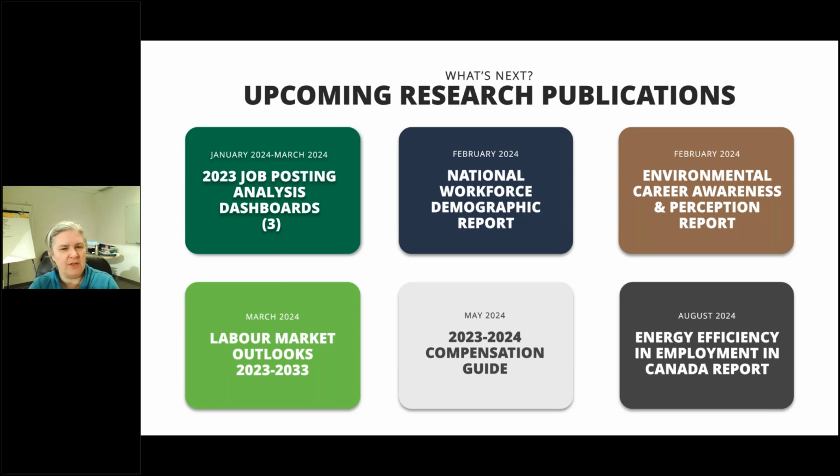And then moving further into the year, we're going to have a new compensation guide. Our 2023-2024 compensation guide for environmental workers is coming out in May. And then we're going to have another flagship study, which is our Energy Efficiency Employment in Canada report, which is going to be published in August of 2024.